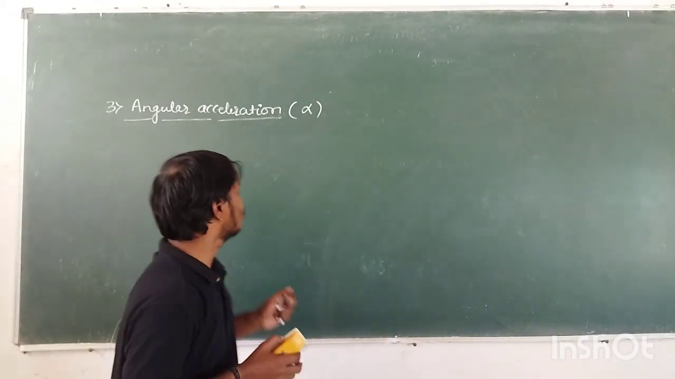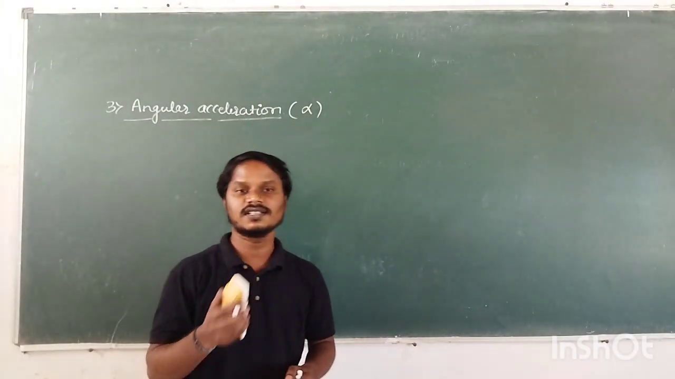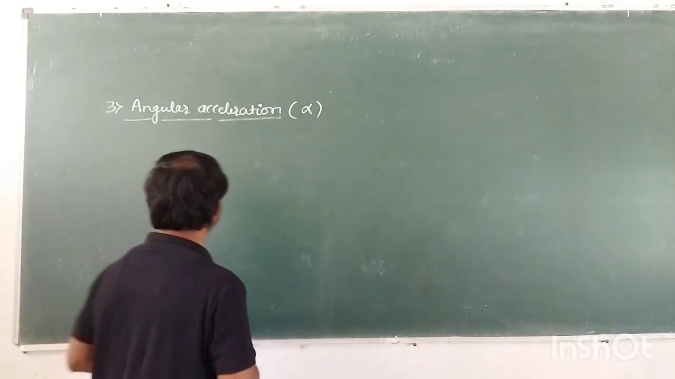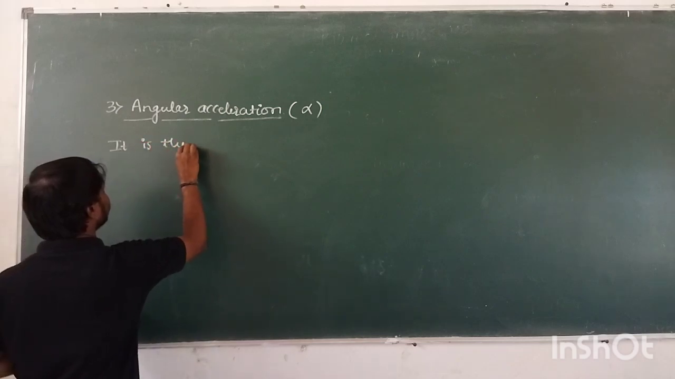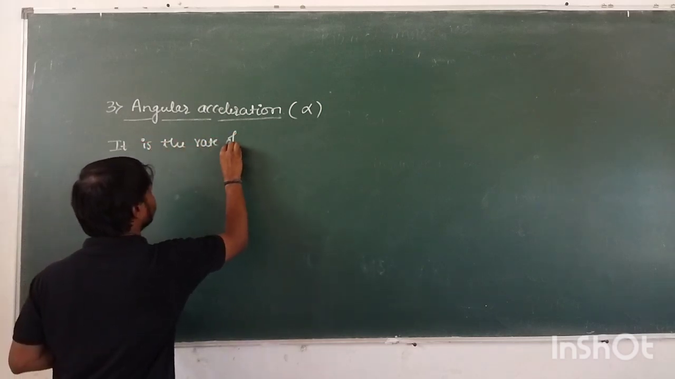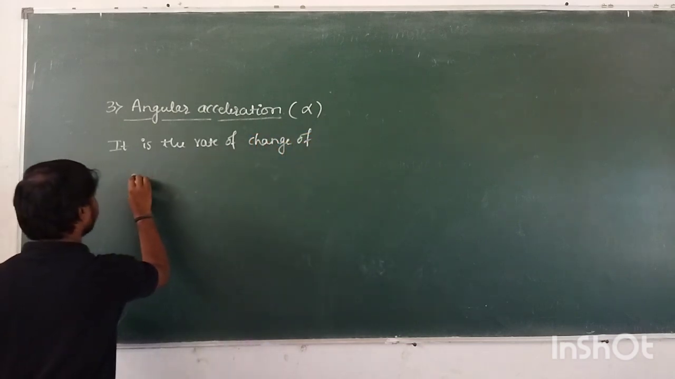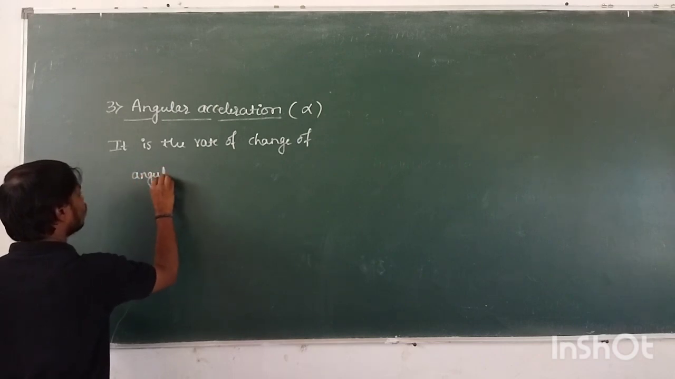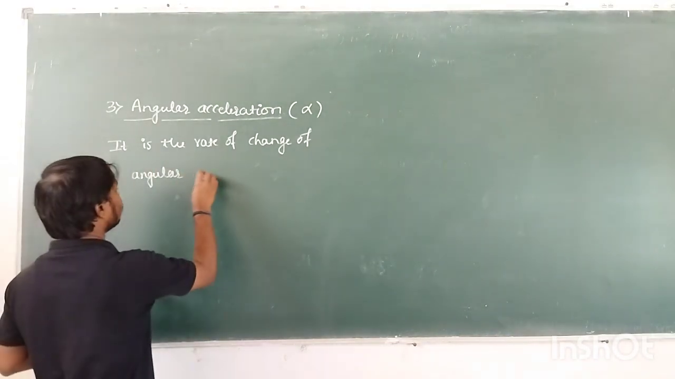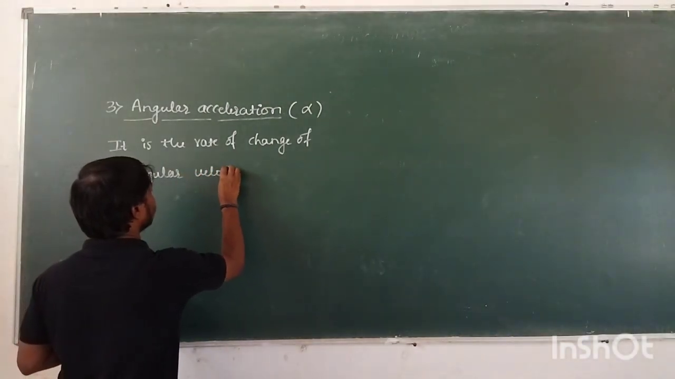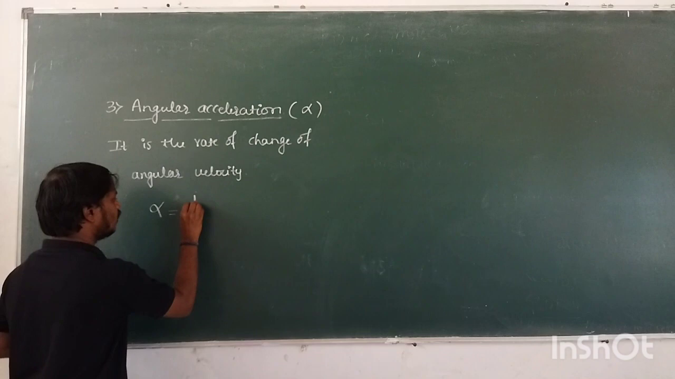Now we are going to discuss what is angular acceleration. It is the rate of change of angular velocity, meaning the change in angular velocity of the rotating body with respect to time. So mathematically we can write alpha is equal to d omega by dt.